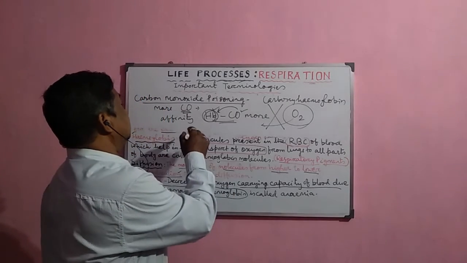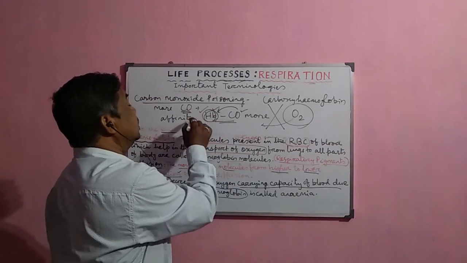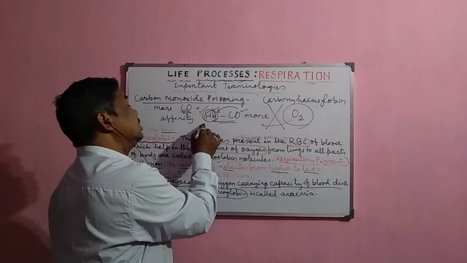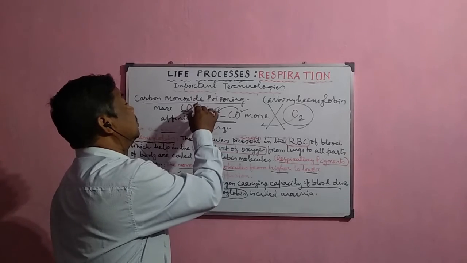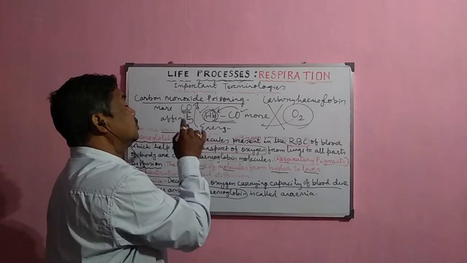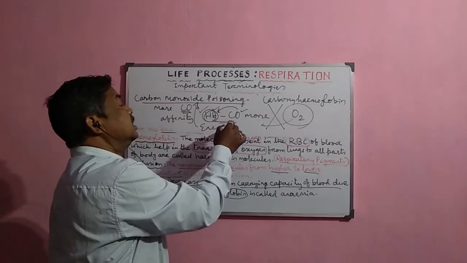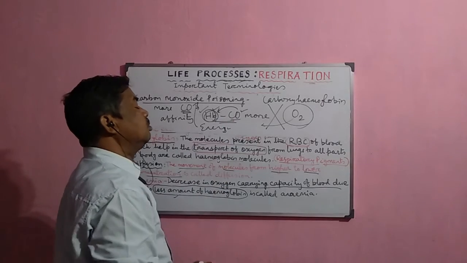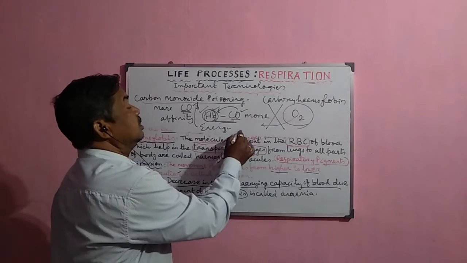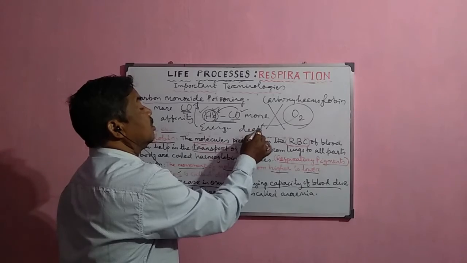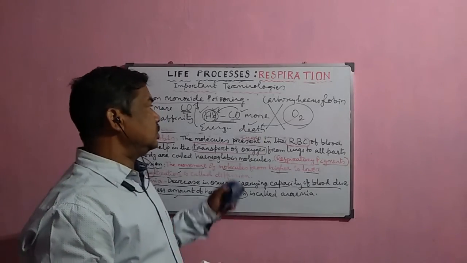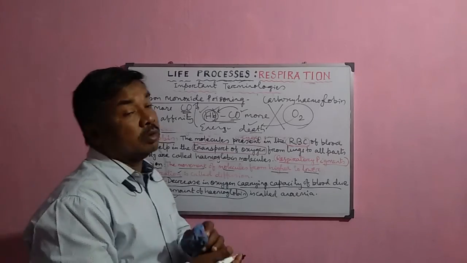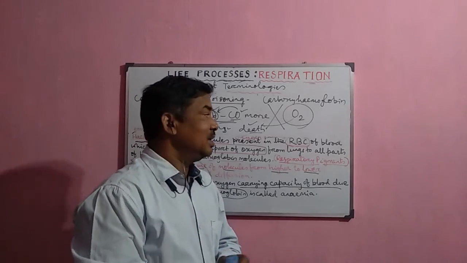So in this condition, what happened? The oxygen carrying capacity decreases, then the energy releasing capacity decreases, and this condition is called carbon monoxide poisoning, because all the hemoglobin pigment is involved with carbon monoxide. And sometimes due to this condition, death of the organism also occurs. So this is called carbon monoxide poisoning.